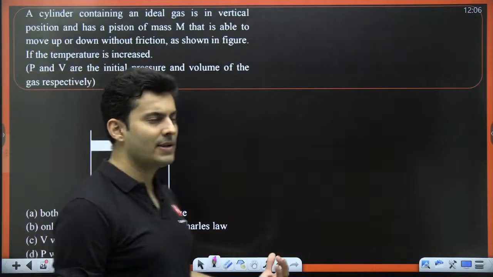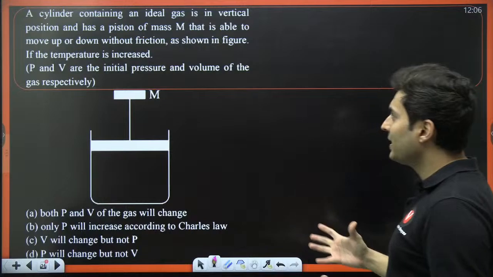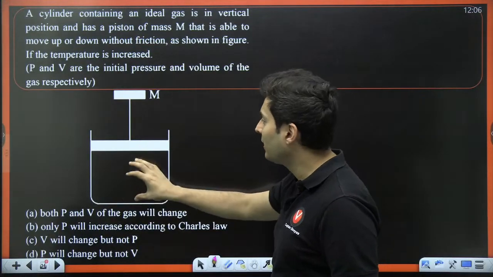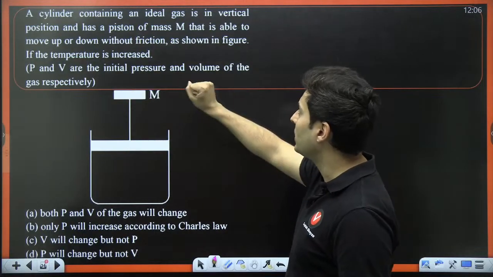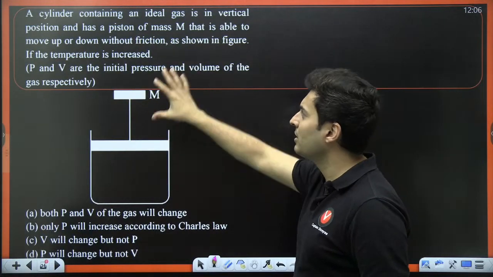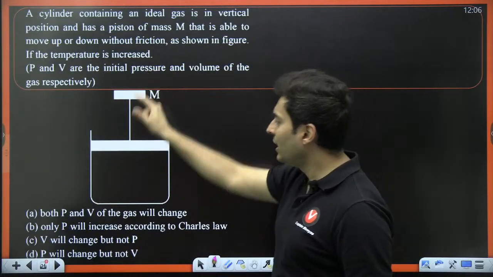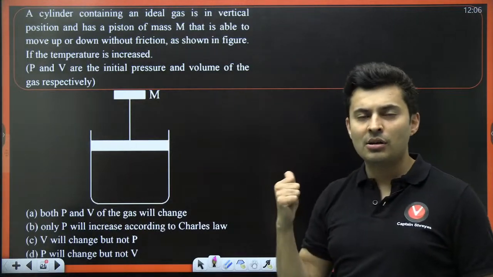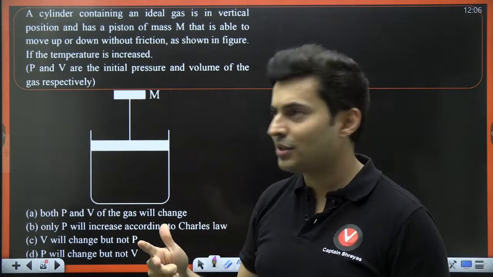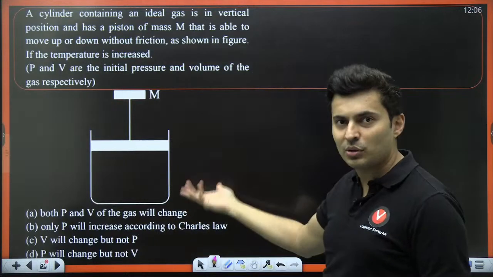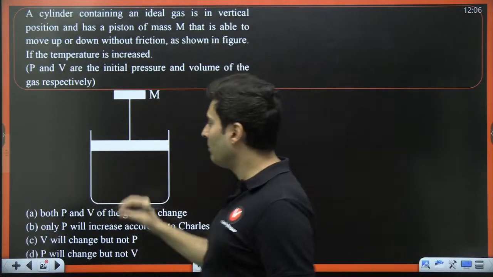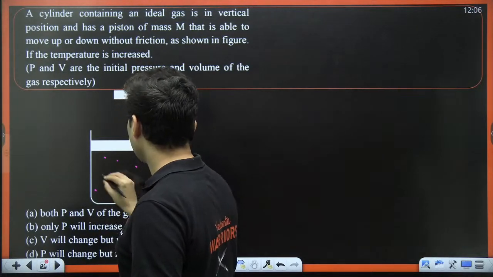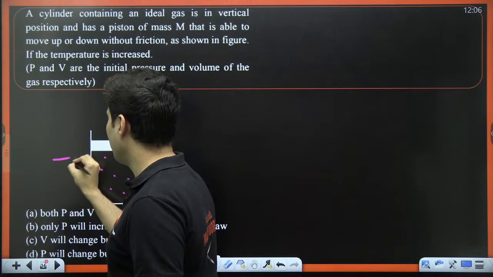Next question coming up on your screen. There is a cylinder containing some ideal gas in this part. There is a piston and a mass attached to it. The mass can go up and down with the piston without any friction, as shown. If you increase the temperature of the gas, what will change? Pressure will change, volume will change, temperature will change. Come on, think about it. The temperature will change because it is increased. So think about the molecules of the gas over here, whose temperature is increased.